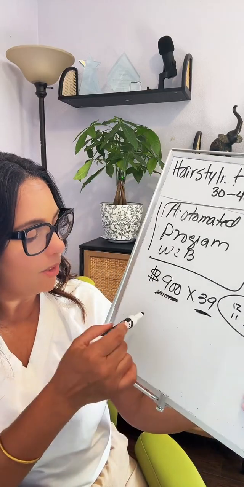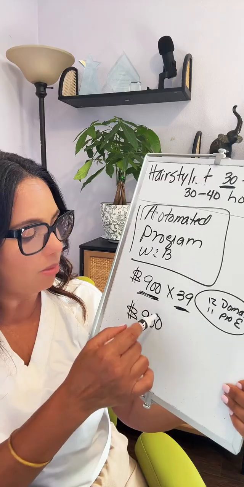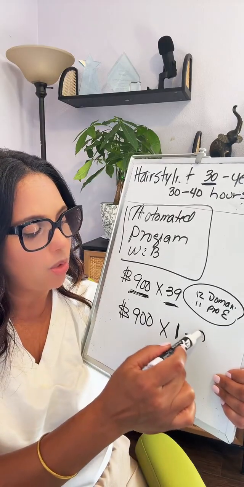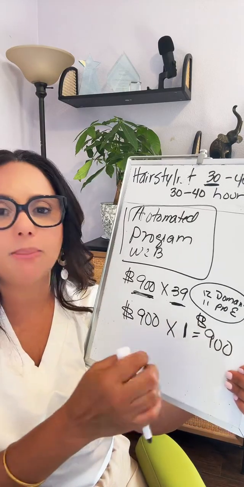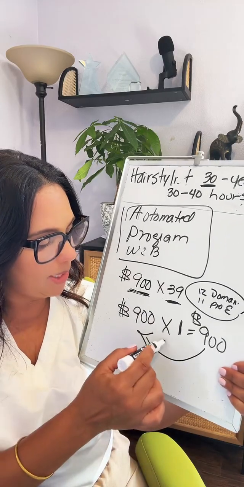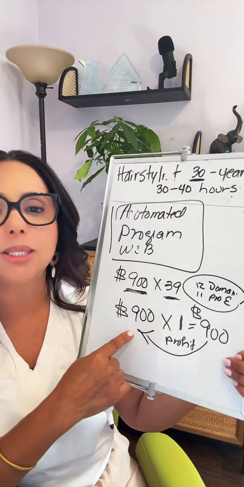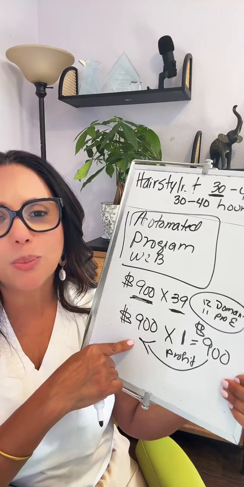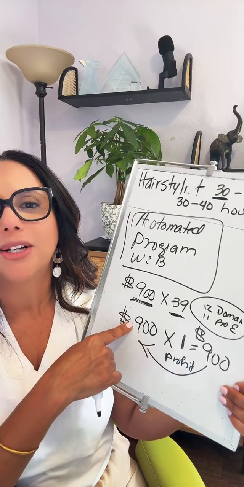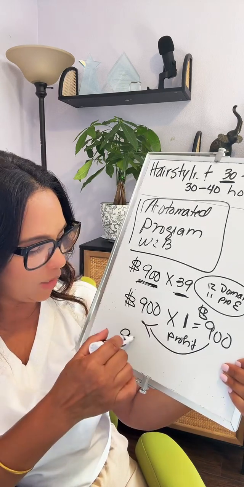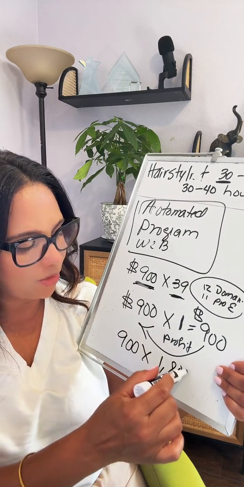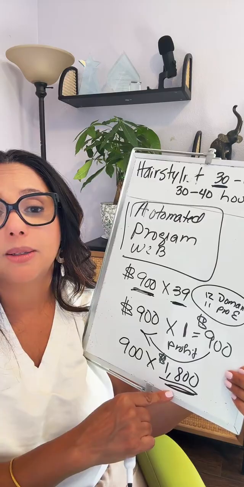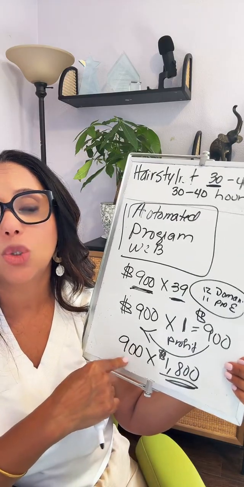Let's say, for example, you have the program and it's $900 and you sell it one time. You're already in profit mode. You already made your $900 back. The moment you sell this program once, you are already in profit mode, guys. Literally. So you pay your credit card or wherever you put it right away. And then let's say you sell 2 a month, that's $1,800 in your bank account. That's how you make money online with these programs. And that's why it's good to get the higher programs, because you make more money.